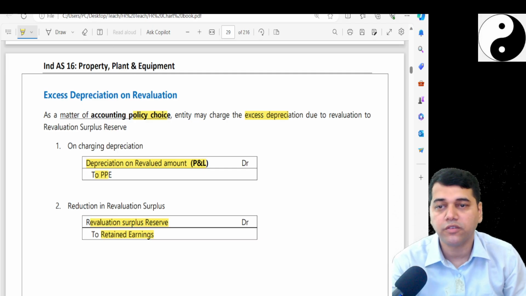Yes. So now we will solve some of the problems. That's it. They're very simple.